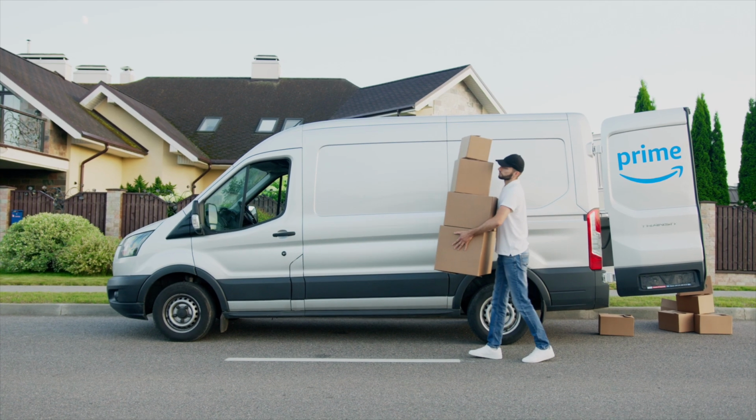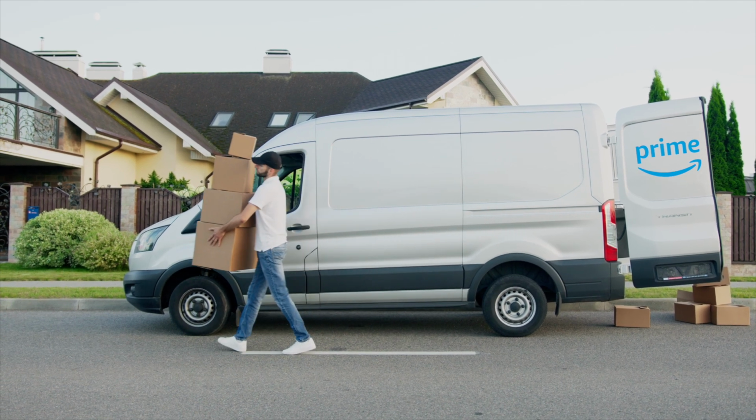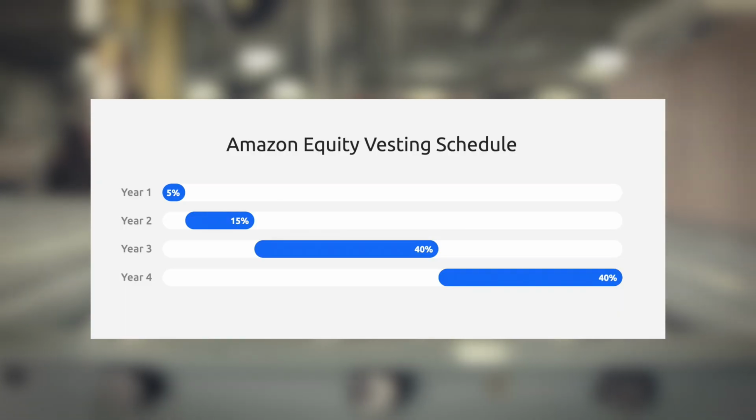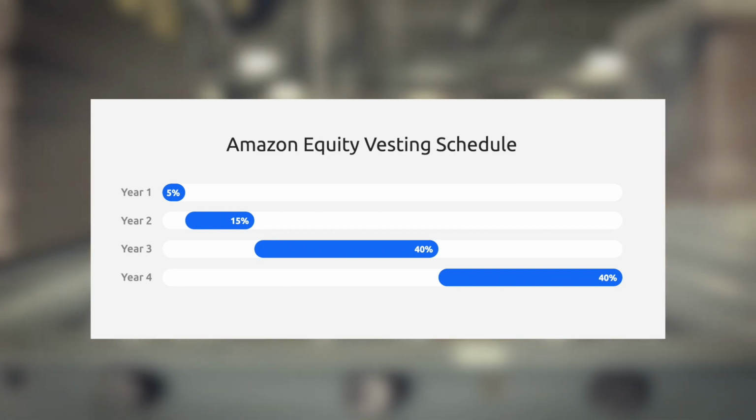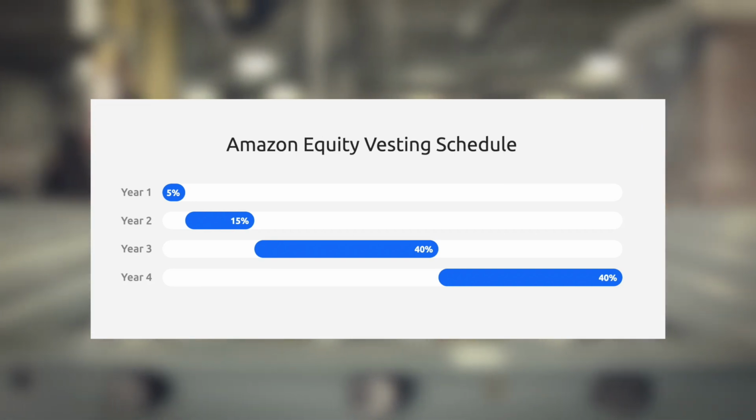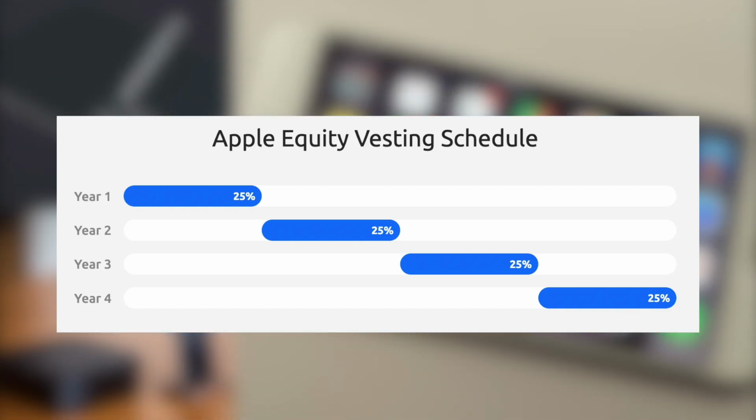So one of the most notoriously well-known vesting schedules in the tech industry is, I think, Amazon's stock vesting schedule. So in the first year they give you 5% of their stock, in the second year they give you 15%, and in your third and fourth year they're going to do 40% in each year, split into 6-month chunks. And that's one way to do a vesting schedule, but I think for the majority of companies it's usually split evenly over the span of like 4 or 5 years.